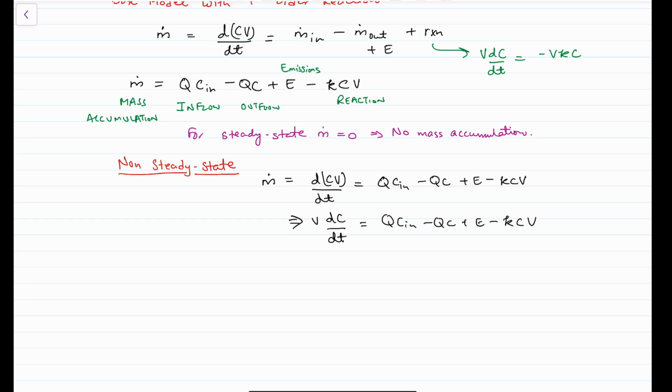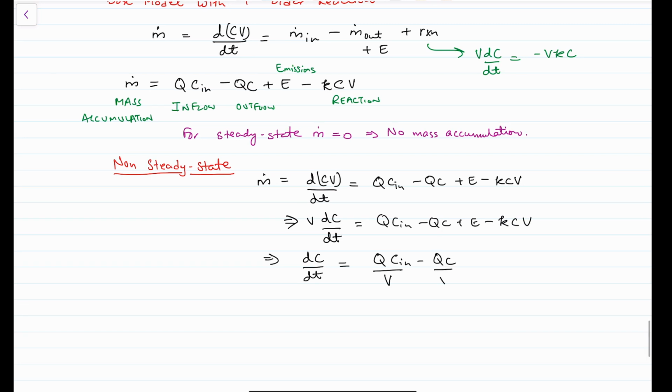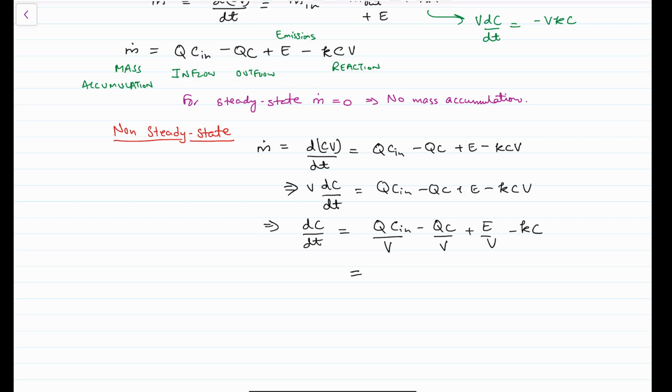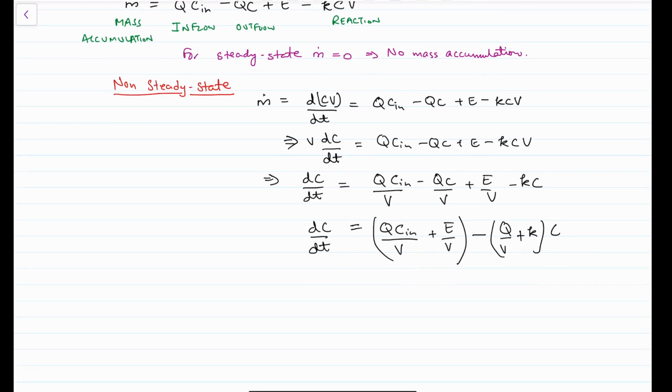And now if we divide the whole equation by V, we get Q C in over V minus QC over V plus E over V minus kC. Our interest is in C, so we can club these. Q C in over V plus E over V will be a constant value. So these are two constants, and this could be A and this could be B.